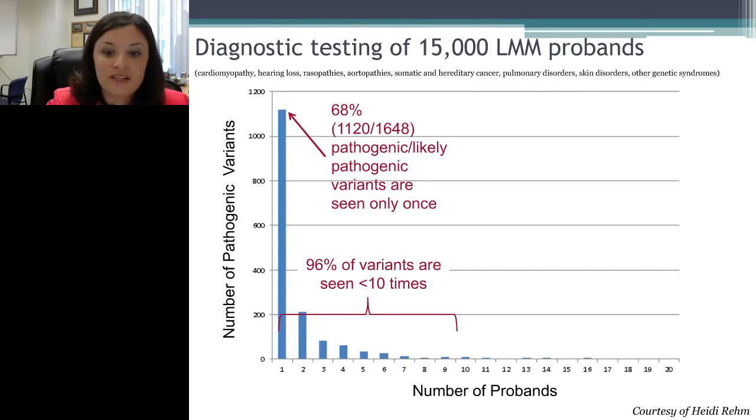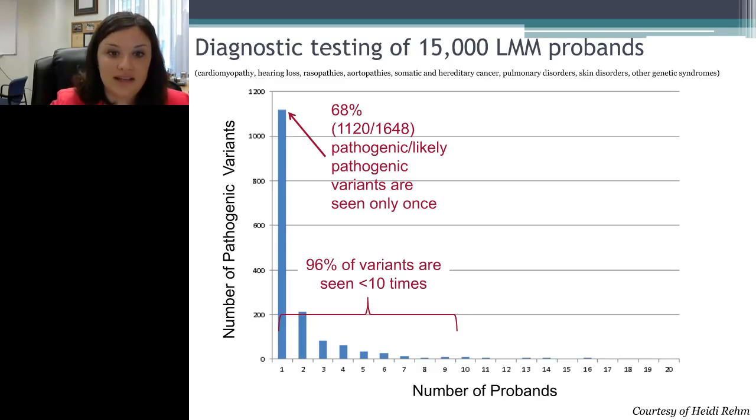In terms of our experience at the Laboratory for Molecular Medicine, we have now performed diagnostic testing for over 15,000 probands, and we cover many different disease areas ranging from cardiomyopathy to hearing loss to pulmonary disorders. One thing we have noticed over time: at the beginning we expected that after a while we would see all of the novel variation in some of the genes that we're testing. But in fact, this is not the case.